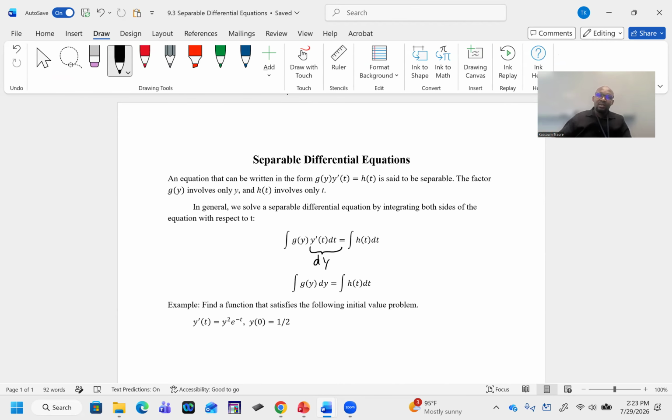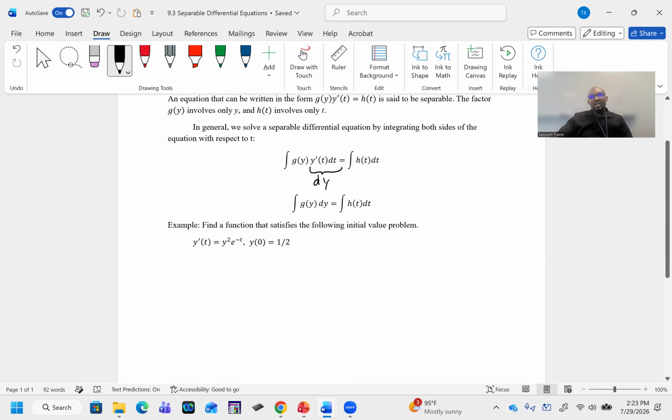You can see we are asked to find a function that satisfies the following initial value problem. We have y prime of t is equal to y squared e to the power of negative t, and the initial condition is y(0) is equal to 1/2. So let's go.